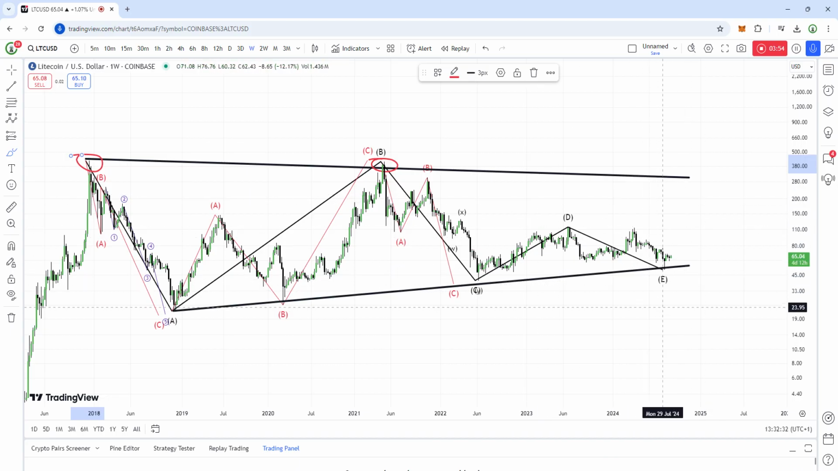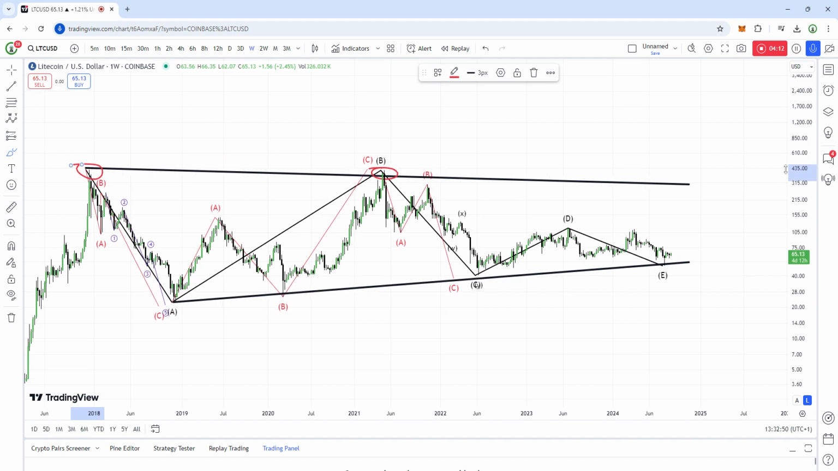Somewhere around here, we are at the end of this whole corrective phase. So in theory, something should happen now. Whether that means we're going to go shooting off and it's just going to go straight line up, I don't know, but something should be happening now because the corrective pattern is complete.